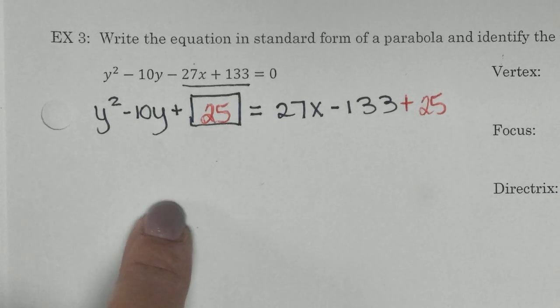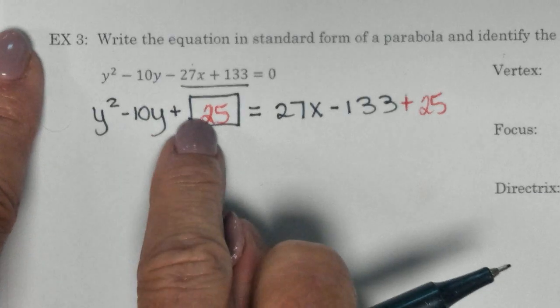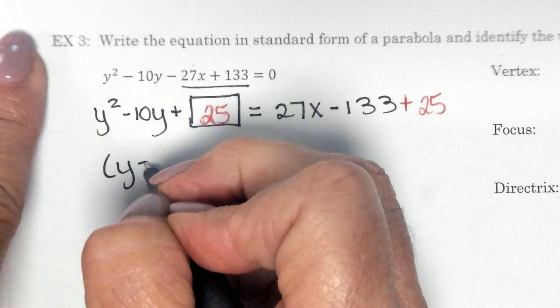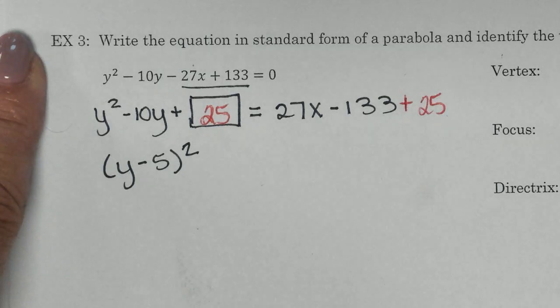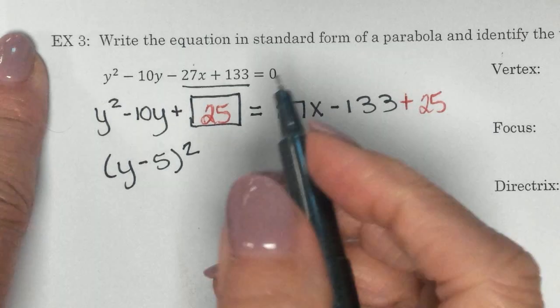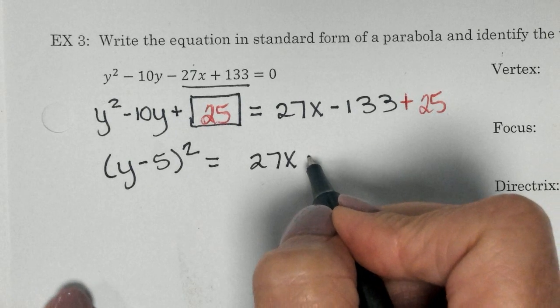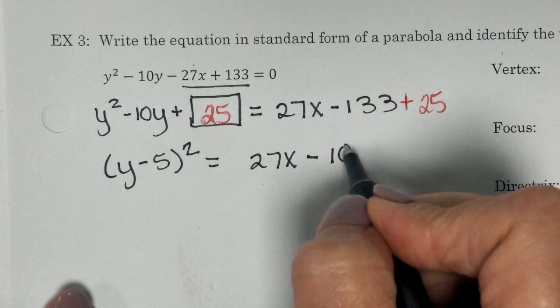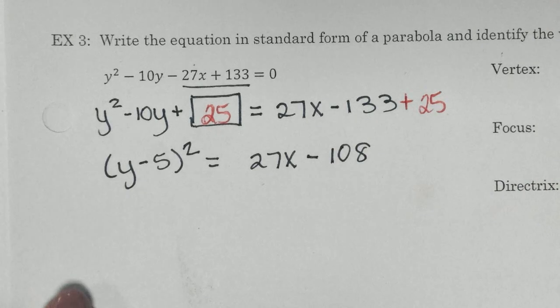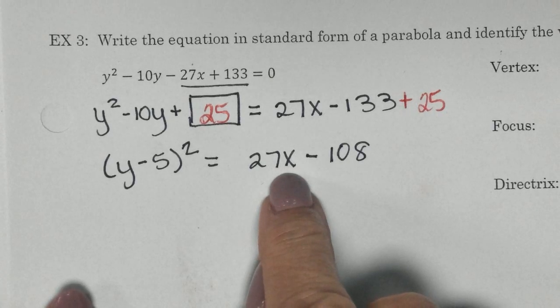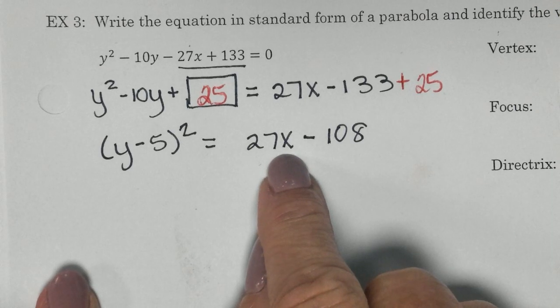All right. So now that we've got completing the square finished, let's go ahead and write this in terms of factors. So it'd be y minus 5 squared equals 27x minus 108. This is where it kind of gets a little snarky. We have to eliminate the coefficient in front of x as well.